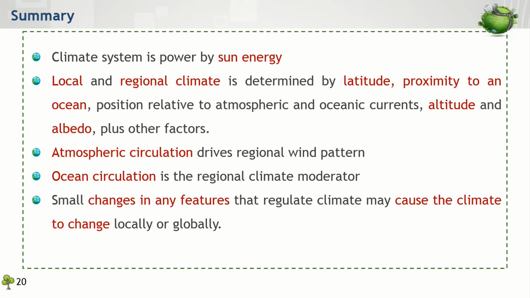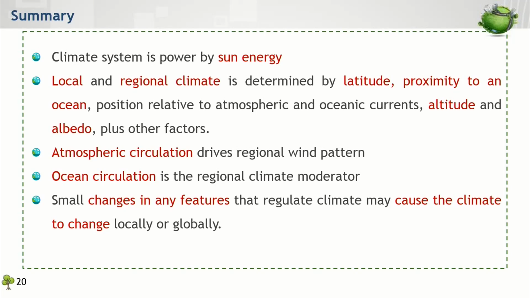Then you should also remember that the local and regional climate is influenced by the location of the region, including its latitude and proximity to the sea, and also influenced by surface characteristics such as topography and surface albedo. In addition, you should also remember that atmospheric circulation and ocean circulation are the major factors that govern regional climate. While atmospheric circulation drives regional wind patterns, ocean circulation acts as the regional climate moderator.